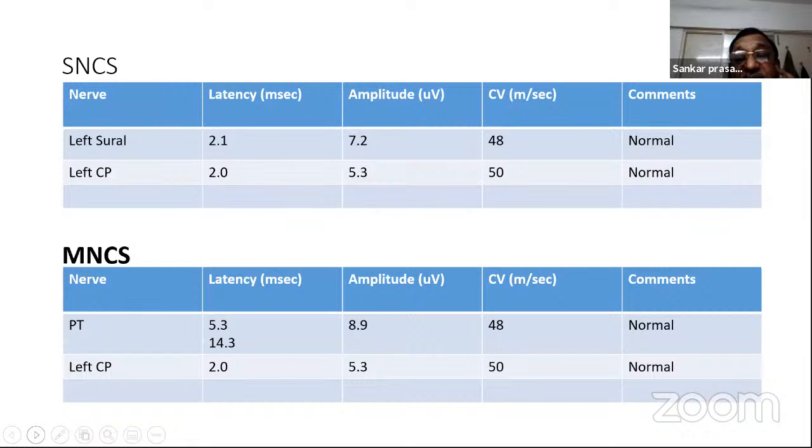Sensory nerve conduction studies are normal: left sural, left common peroneal. The motor nerve conduction studies are showing a latency of 5.3 in the posterior tibial and 14.3 in the common peroneal. These are normal, right.